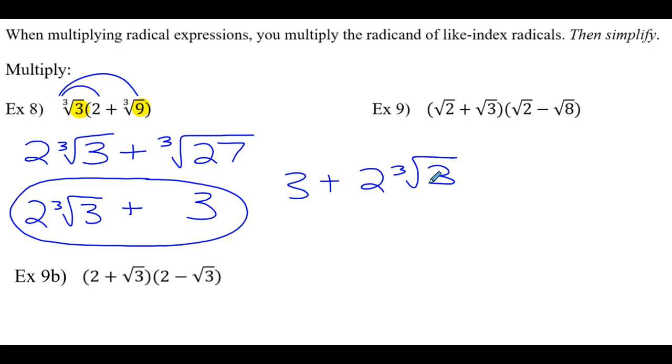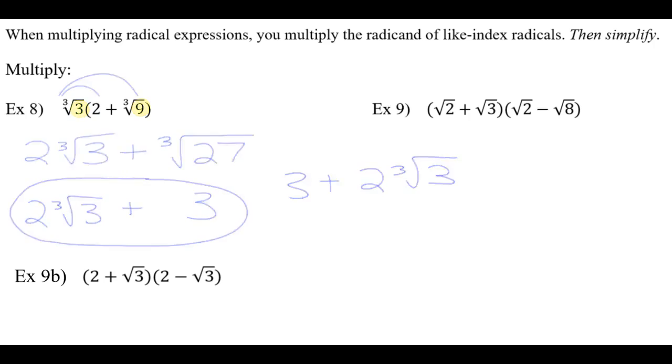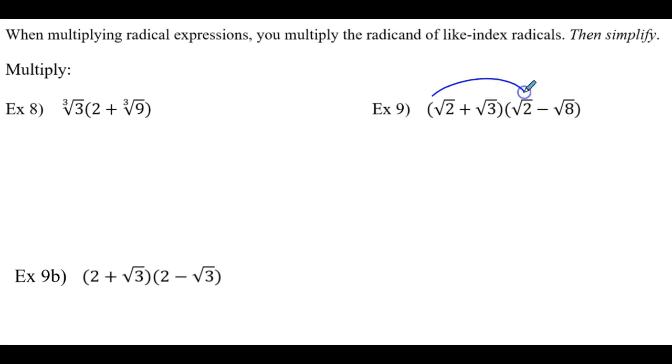Okay, give number 9 a shot. I'll give you a little hint. You've got to FOIL that out. So first, outer, inner, last. See if you can apply those properties of multiplying and simplifying to get to an answer. Most of you kind of got through the first step. So what's the square root of 2 times the square root of 2? It's the square root of 4, which we know will end up being 2, but I'll keep it as that for now. And then we multiply the outers.